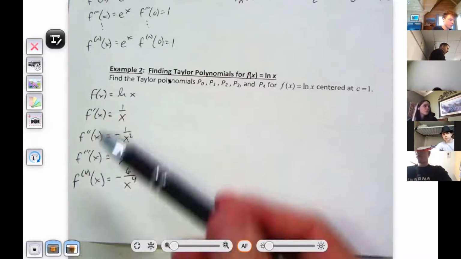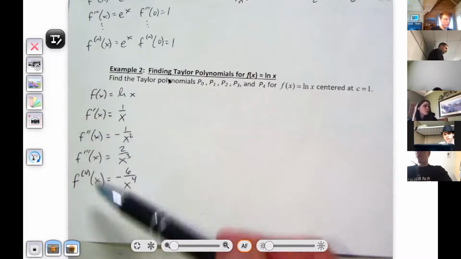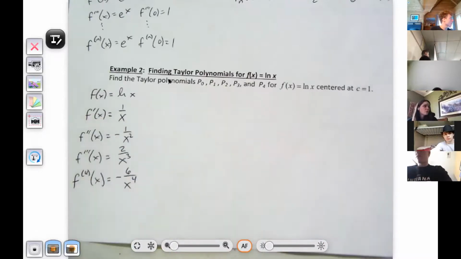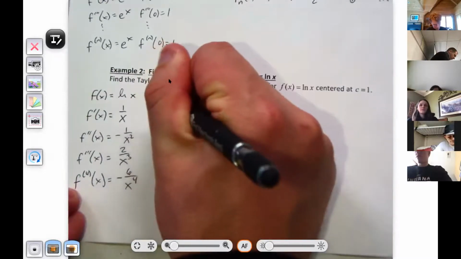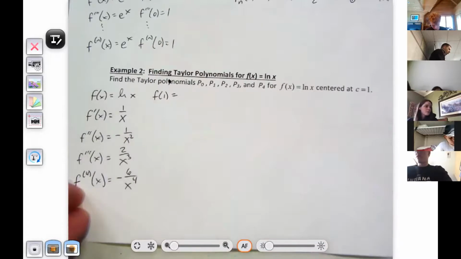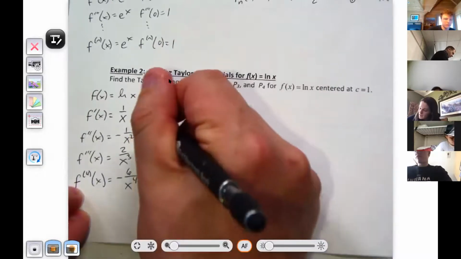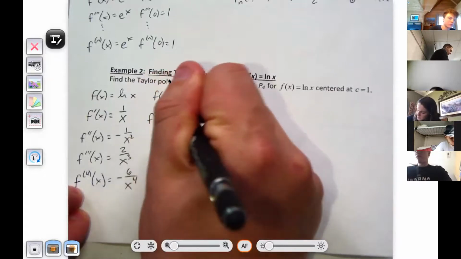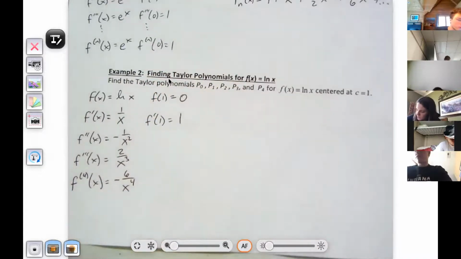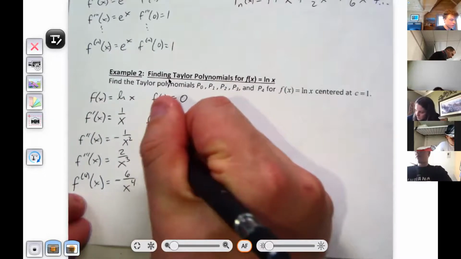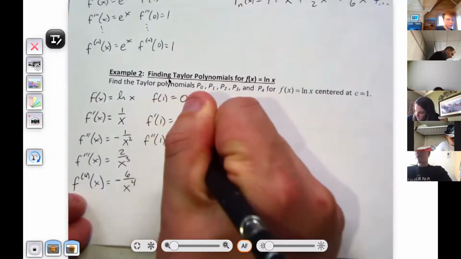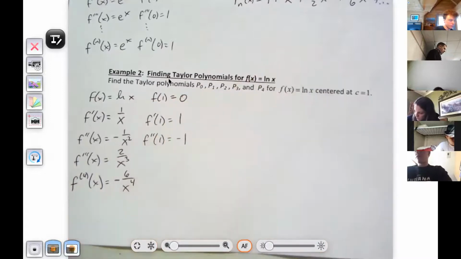Now I'm going to evaluate all of these functions at 1. Last time I put in 0, but now we're going to plug in 1 for all of these. So f of 1, natural log of 1 is 0. F prime of 1 is just 1. Negative 1.